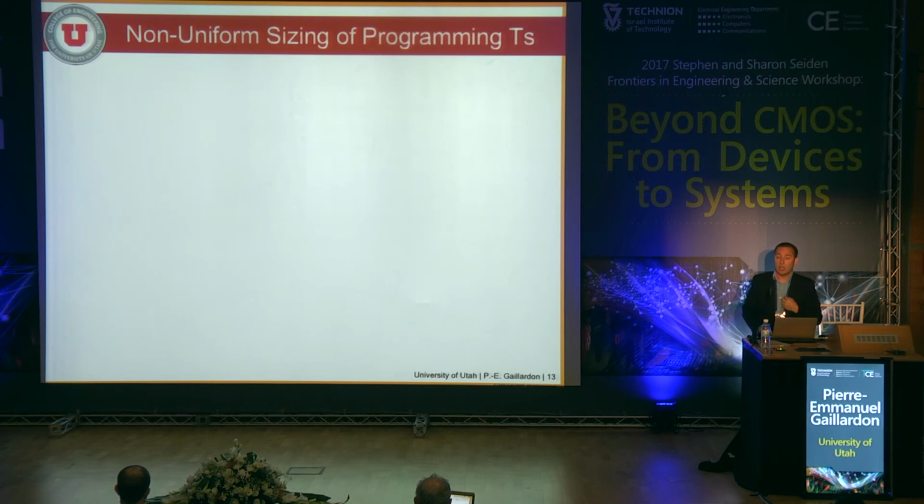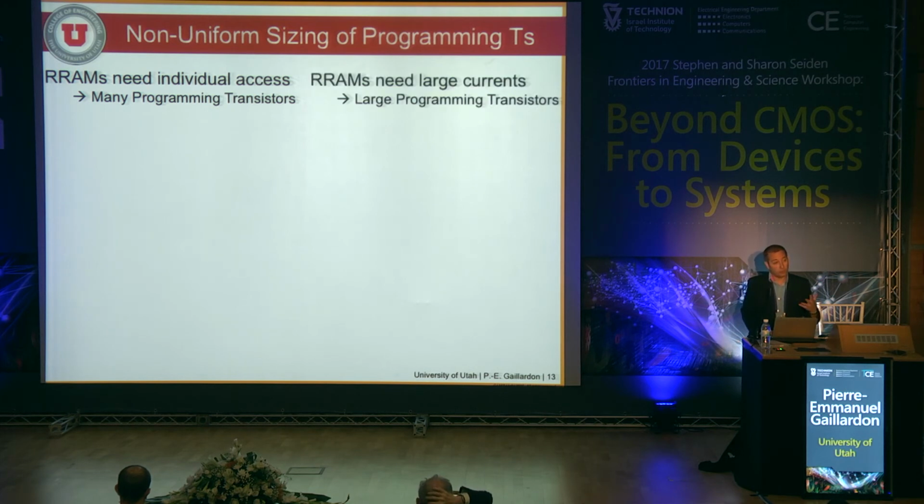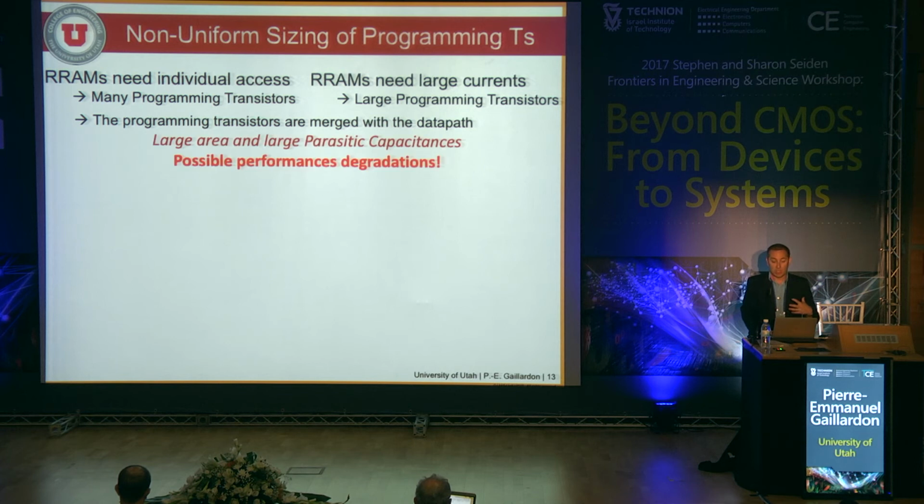If we look at programming transistors, again, we talked about 4T1R structures. Programming structures are a big deal for RRAM-based FPGAs. But we can do things more interesting. In particular, if we look at our structure, RRAMs do need individual access, so we need many transistors in the structure. And they need a fairly large current. That's why 4T1Rs were good. And so we have many large programming transistors that are merged into the data path. So possibly, they could lead to some performance degradation, and we need to study that carefully. We should not oversize our transistors and just get what we need.